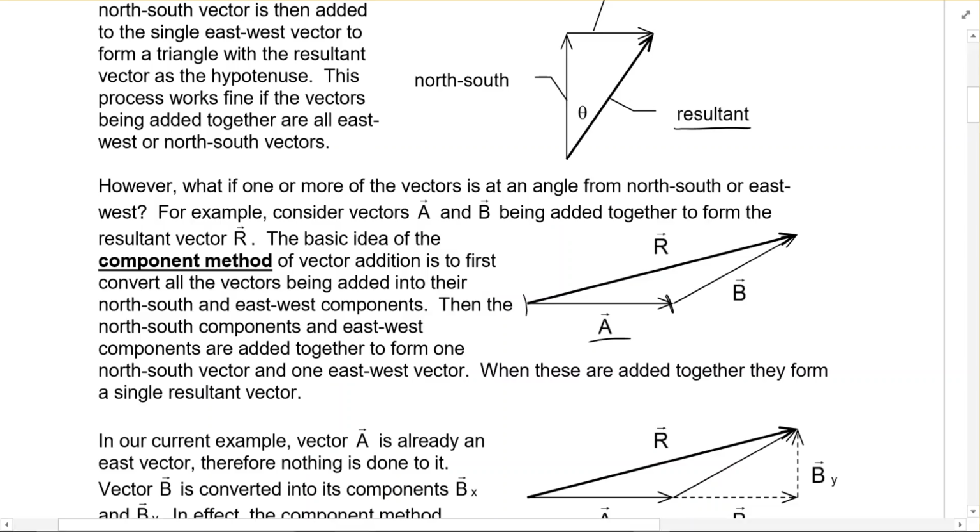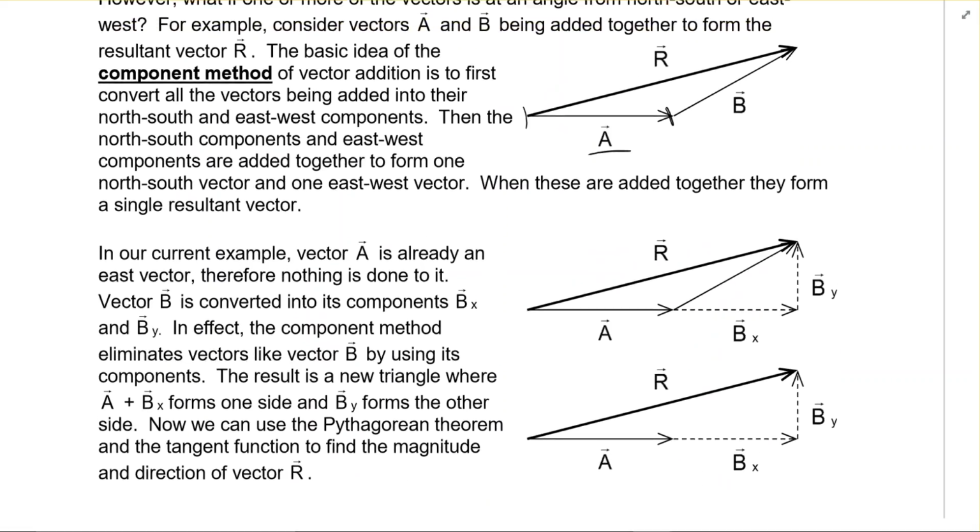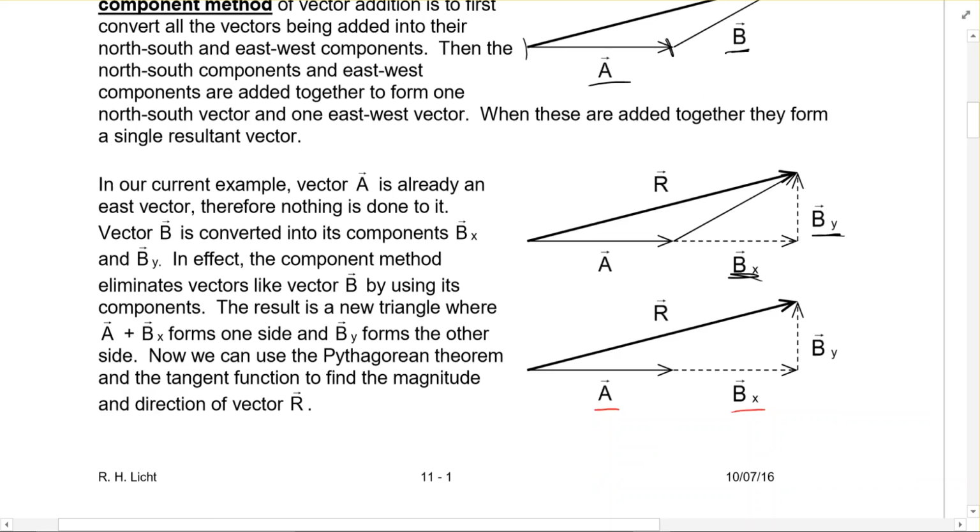Okay, so I got the same type of thing written here, where we would break up this B vector into its x component and its y component. And then it would be A plus BX would be the bottom of that, and then BY would be the up and down. Okay, moving on.